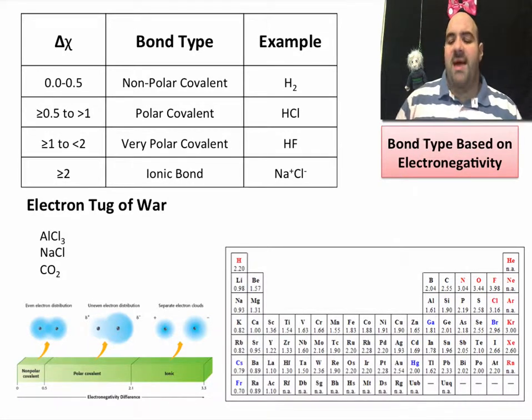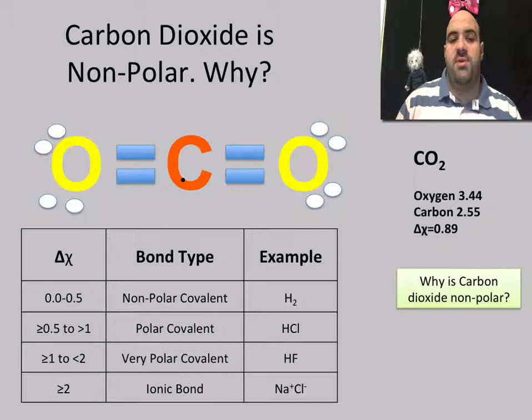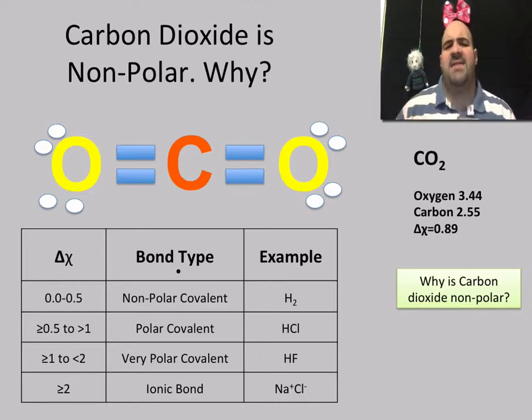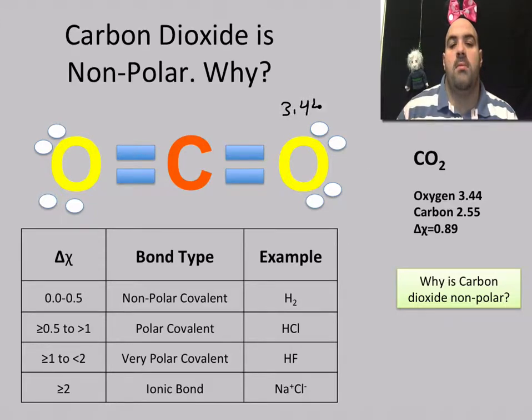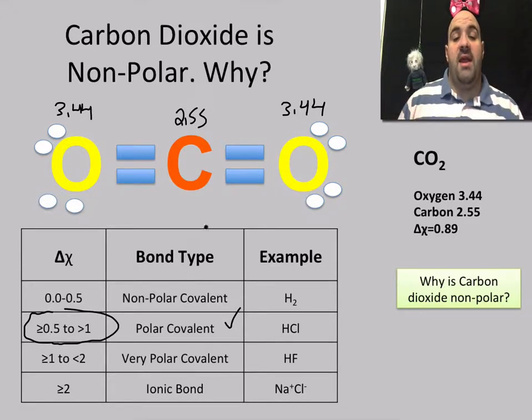So to determine the bond type, all you do is get the electronegativity difference and match it up with the chart. Pretty straightforward. Carbon dioxide is actually going to be nonpolar, and we're going to look at why. Well, oxygen is 3.44, and both of them are 3.44. And carbon is 2.55. When you get the exact difference, it's 0.89, and that falls in the 0.5 to 1 range. So it should be polar covalent. And it is a polar covalent bond.